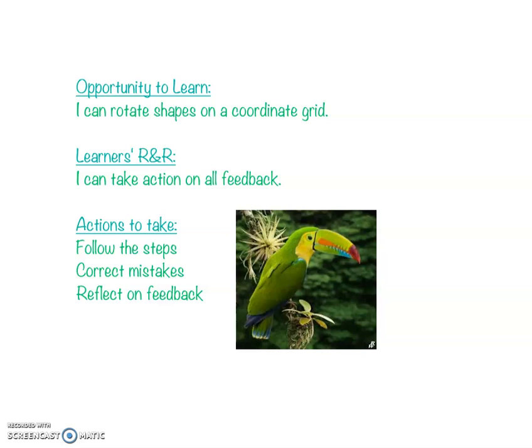After solving that system and finding out that our answer is definitely not a solution, our answer is going to be no solution, let's look at our opportunity to learn, our learner rights and responsibility, and our actions to take. As you can see, we are going to work on rotating shapes on a coordinate grid. We're going to make sure we take action on all of our feedback, and then we're going to make sure we follow the steps, correct mistakes, and reflect on that feedback. Let's jump in.